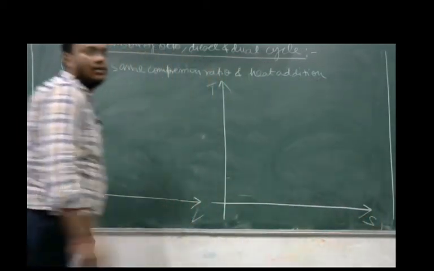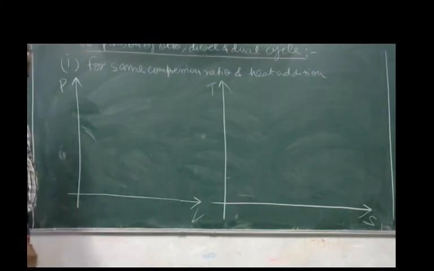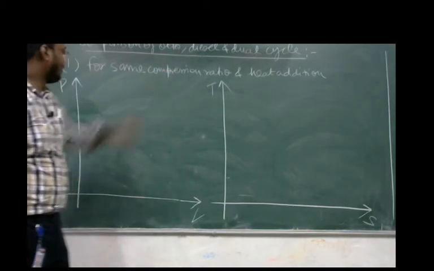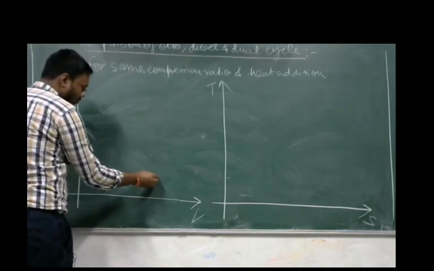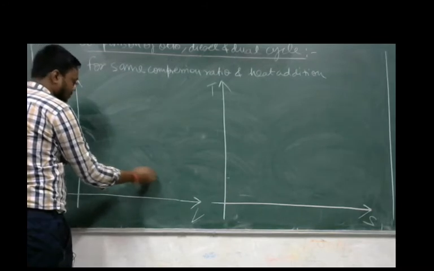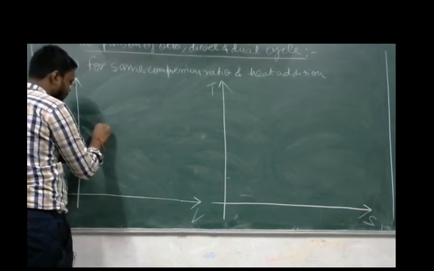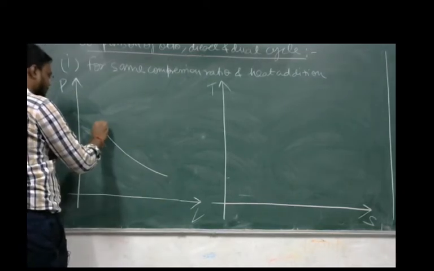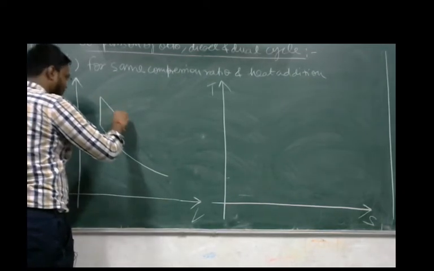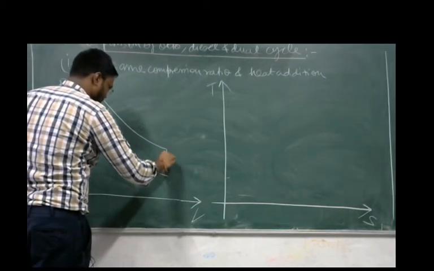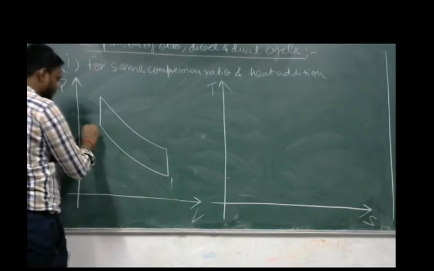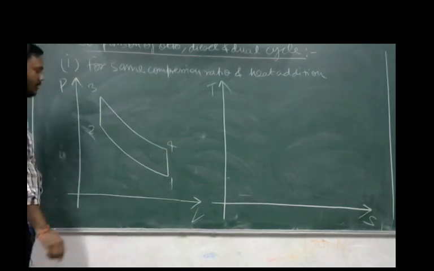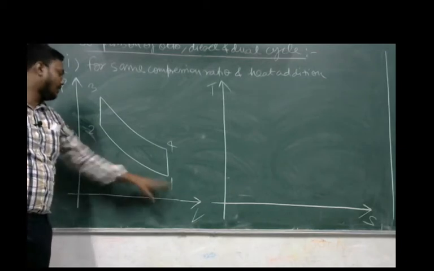Here, first I am going to draw the PV diagram for Otto cycle. You know very well how to draw the PV diagram for Otto cycle. So this is the PV diagram for Otto cycle: 1, 2, 3, 4.